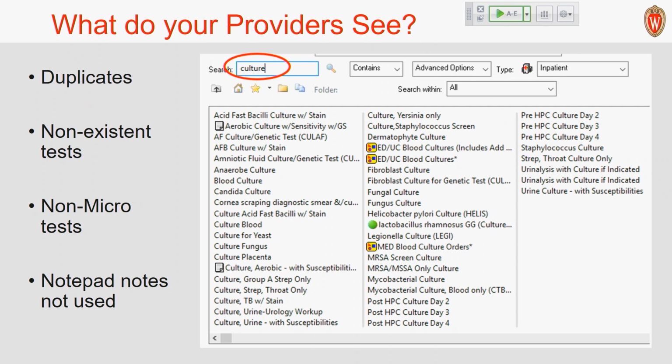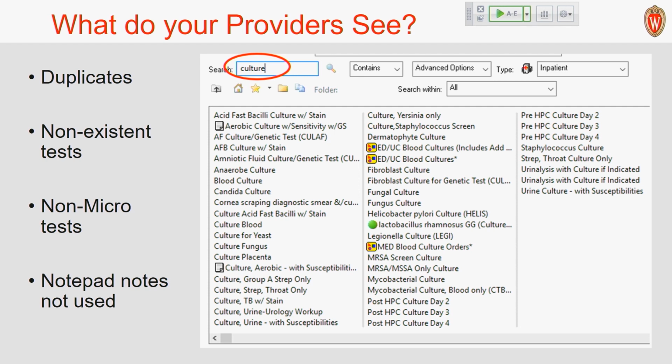So here's the screen of shame. Like I said, we switched to Cerner, and it was this big flurry, and no one consulted us, and it comes up, and lo and behold, I happened to take a look. This is computerized physician order entry, CPOE. You may call it something different. This is what the physician sees when they search culture in our system. Duplicates, non-existent tests, placenta culture. I don't know where that came from. I mean, we would culture it, but we don't have a standalone test. So we're working to get that cleaned up.